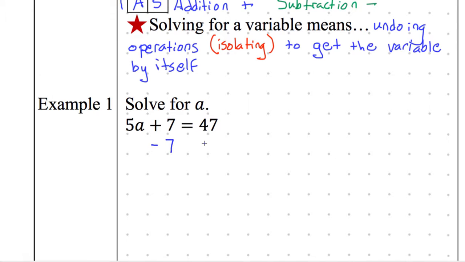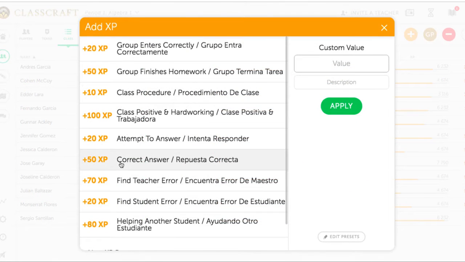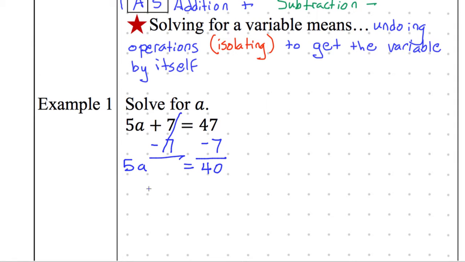So minus 7. I do my bar and I say, okay, I'm left with now 5a, those 7 minus 7, that should cancel each other out. So I'm going to cross out those 7s because they cancel each other out. There's only a 0 there. I copy down my equal sign right beneath the equal sign that I had. And then 47 minus 7 is 40. Very nice, Cohen. That's some XP. 5a is equal to 40.